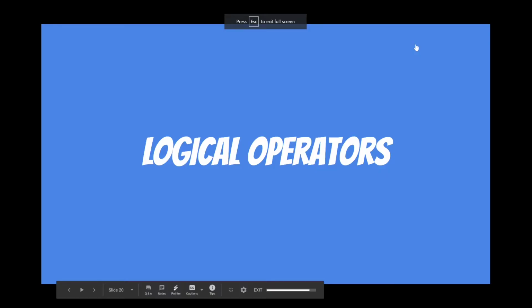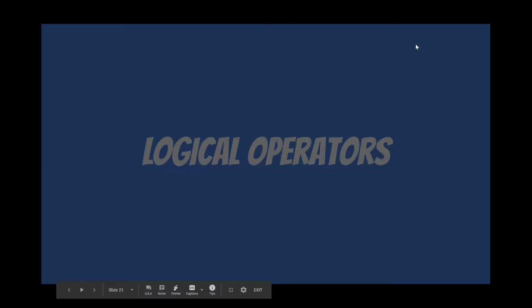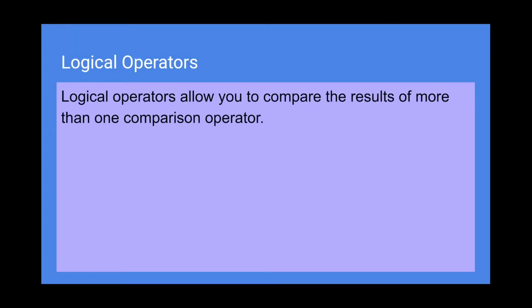Let's look at some slides about logical operators and the rules of how logic works. So let's talk about logical operators. The first is that logical operators allow you to compare the results of more than one comparison. And I think we talked about that before. So here's an example. Let's look at those two slashes in the middle. Those denote the word or, and or is a logical rule. And we're going to go over that later.